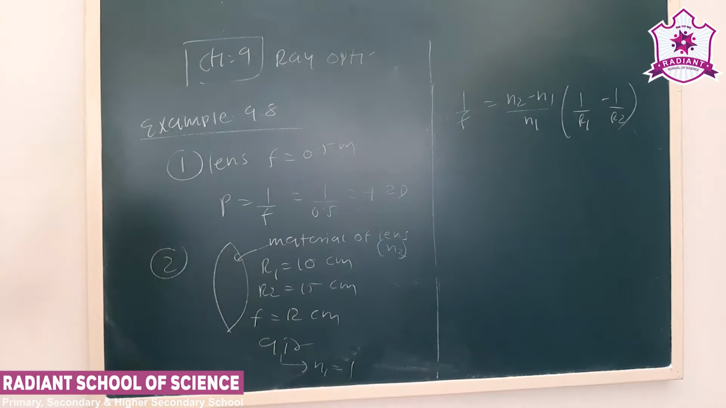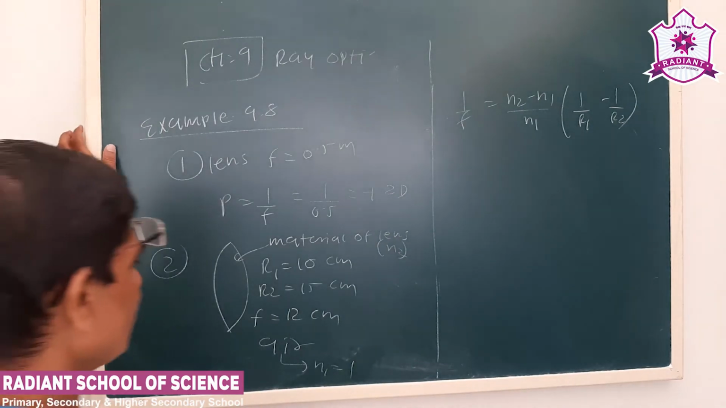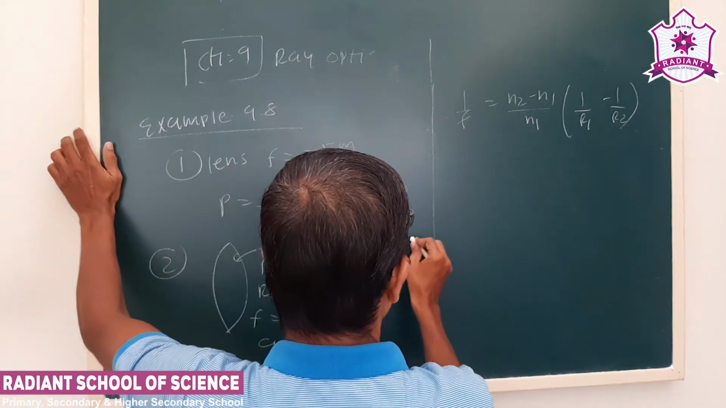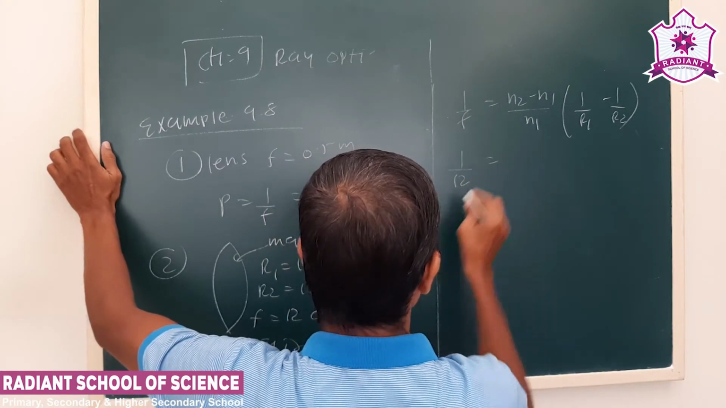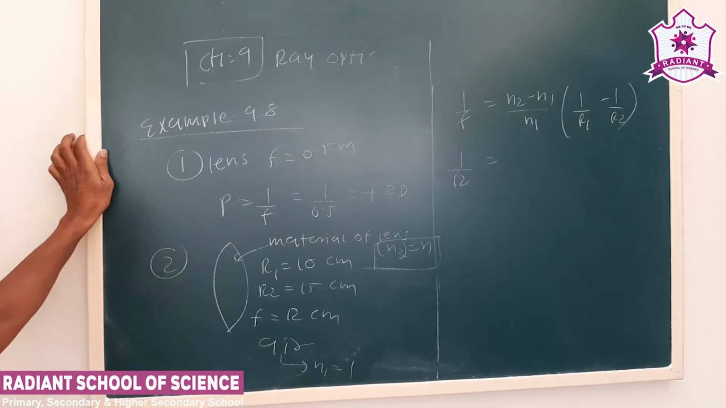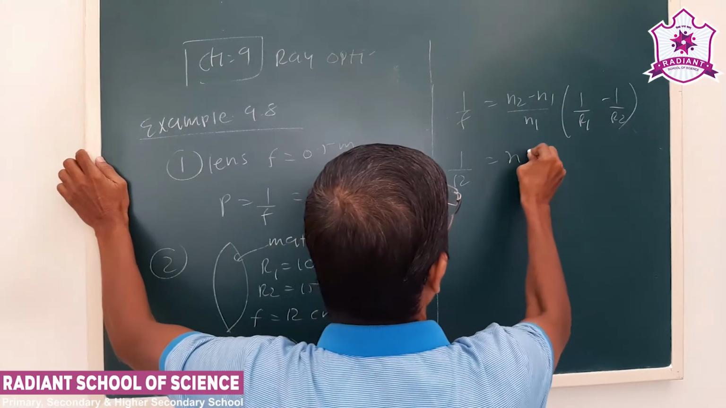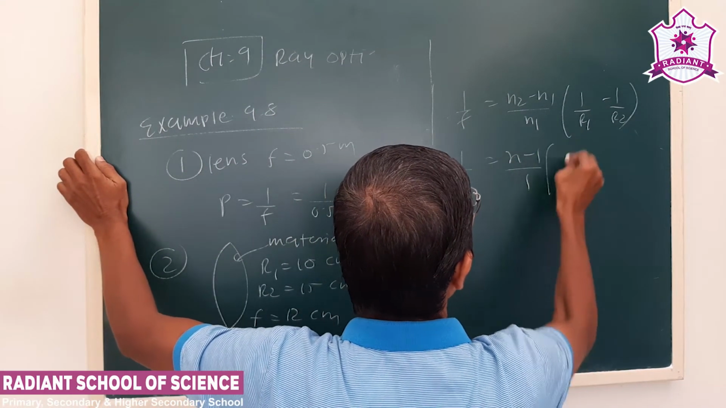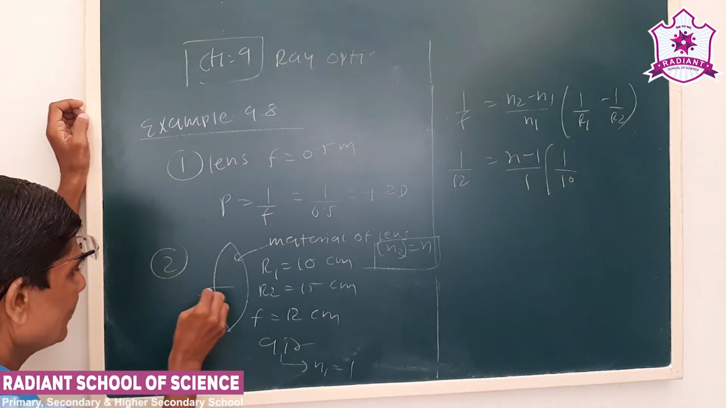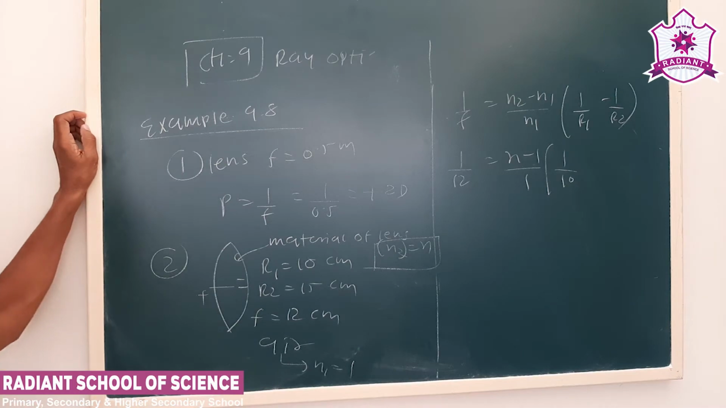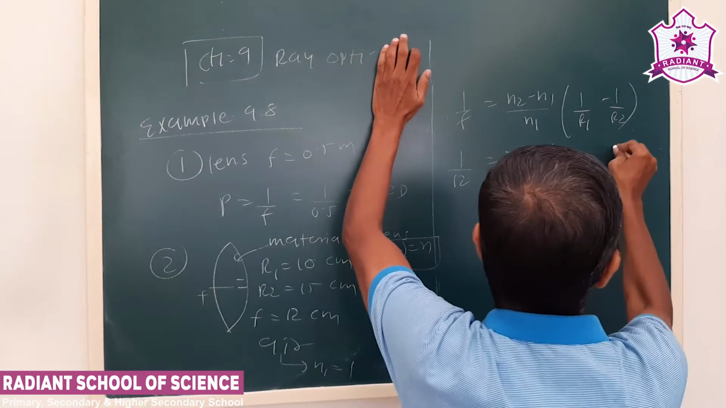Now this is a formula we have used just now. See here, N2 we have to find out. F is given 10. Let us say N2 we have taken N, so it will be N minus 1. When two radii of curvature are given, one value we have to take positive and the second value we have to take negative. So R1 we have taken positive.